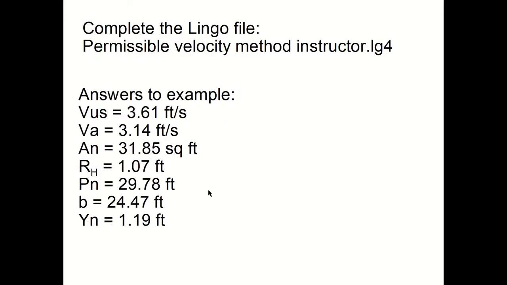The answer to the example is shown on this slide, and you will be provided with the permissible velocity method instructor file for this particular example. So the answers: with no sinuosity correction, the allowable US velocity would be 3.61. When you correct it for the sinuosity, the allowable is 3.14, and then you can see you get a bottom width of 24.47 and a normal depth of 1.19 feet.